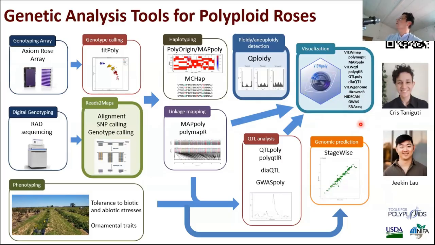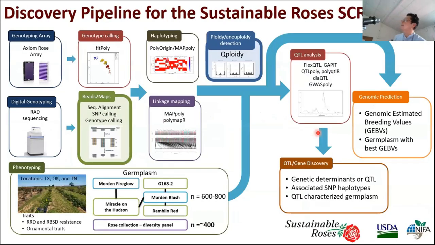And these are the type of tools that are now available for polyploids. If you look at the diploids, we got plenty of tools, but now we've got tools that actually work with polyploid data that can do haplotyping, linkage mapping, QTL analysis, genomic predictions, etc. So these are the type of tools that we'll be integrating into the Sustainable Roses project as well. And if we look at the same graph, but with a more Sustainable Roses angle or point of view, we will be genotyping material developed for this project.